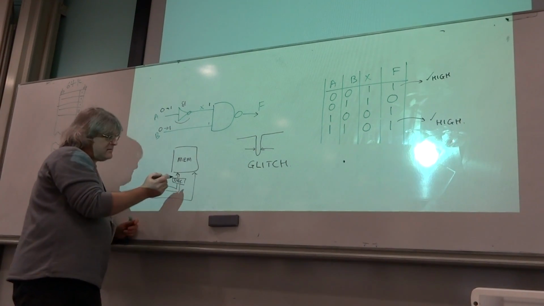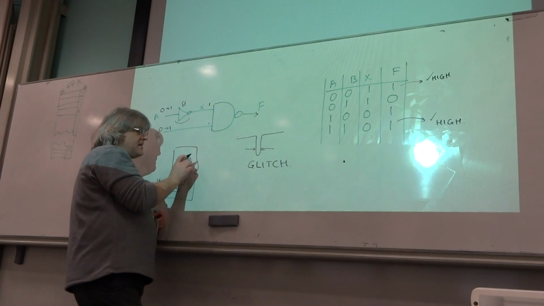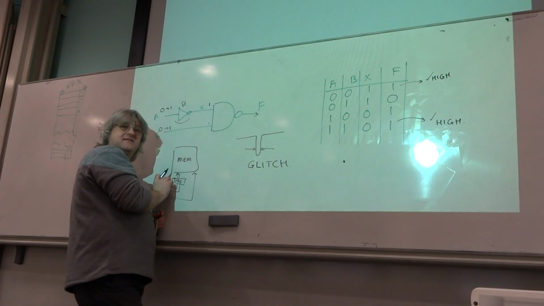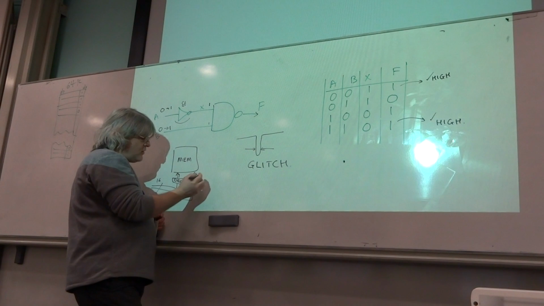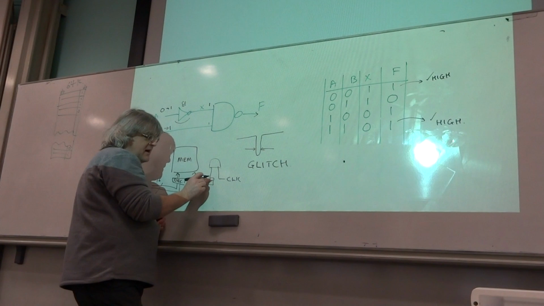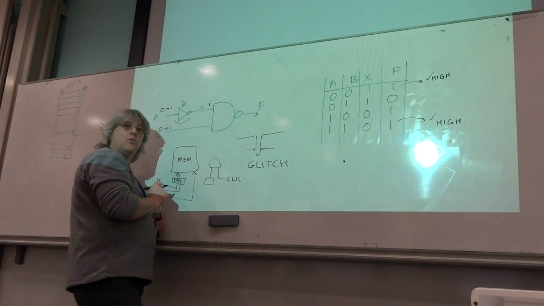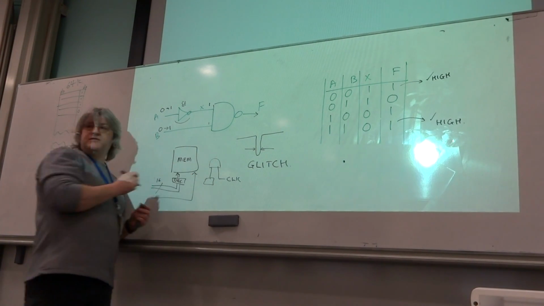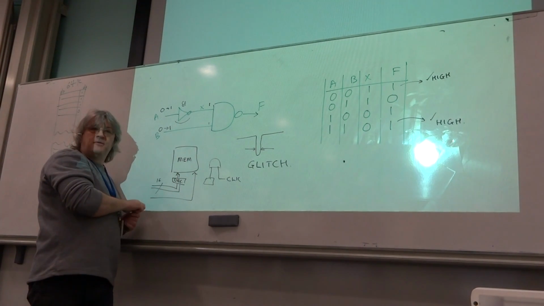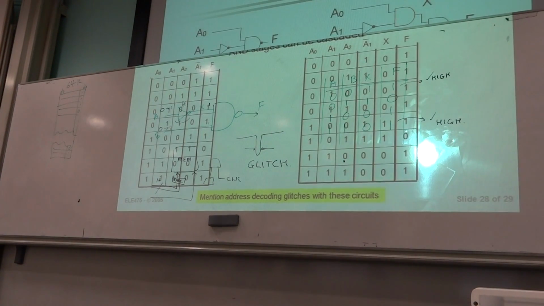So that might mean you gate the chip enable through a clock, or you might do something else. But basically, you don't drive this device purely from the address decoding as is. I might gate it through an AND gate with a clock feeding in here. I let this settle, and only then do I fire the clock pulse. That would be one way of dealing with it. Sometimes these glitches don't matter, but sometimes they can matter an awful lot.